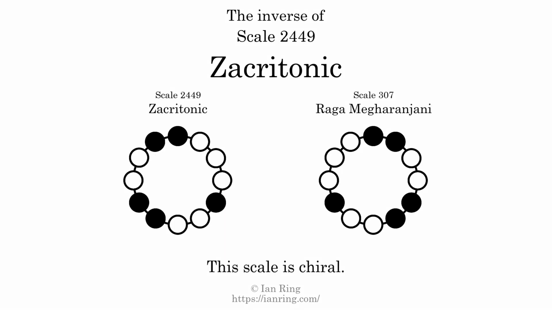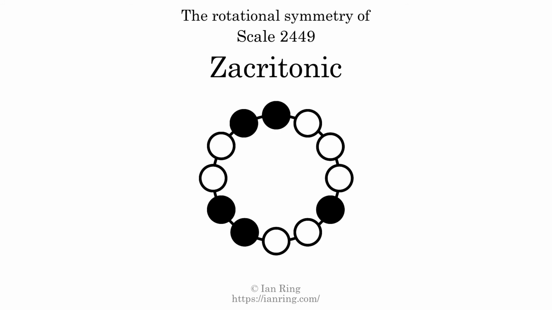The inverse of a scale is a mirror image. It is what you get when the sequence of intervals is reversed. The inverse of this scale is scale 307, also known as Raga Megarangini. This scale is chiral. It cannot transform into its inverse by rotational transformation. This scale has no rotational symmetry.